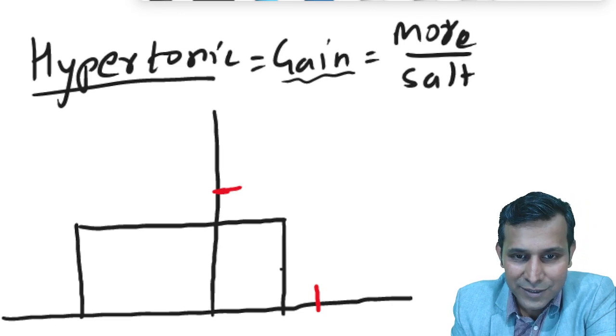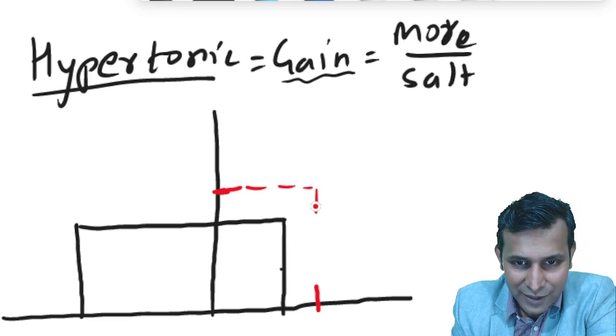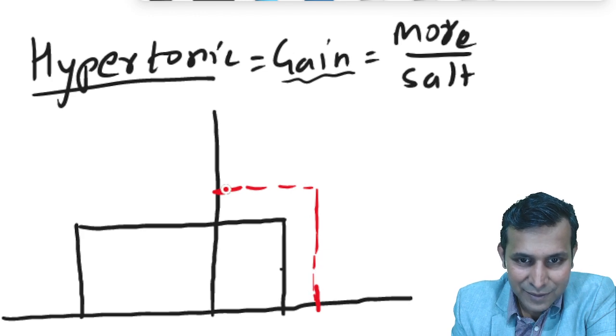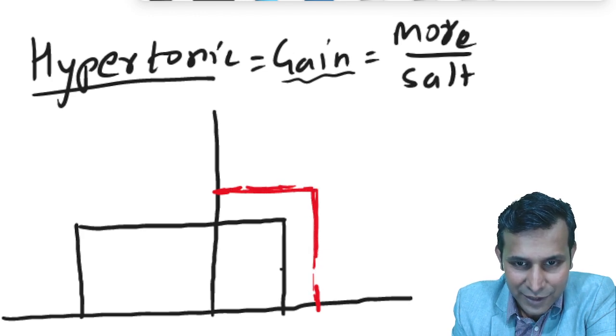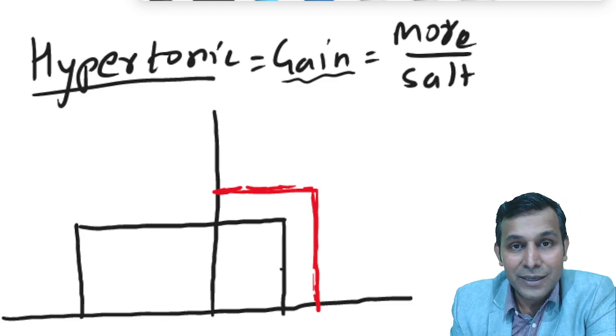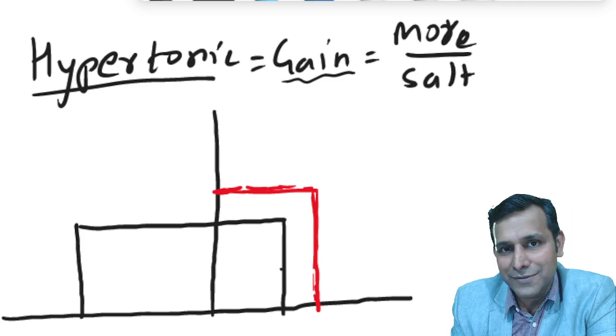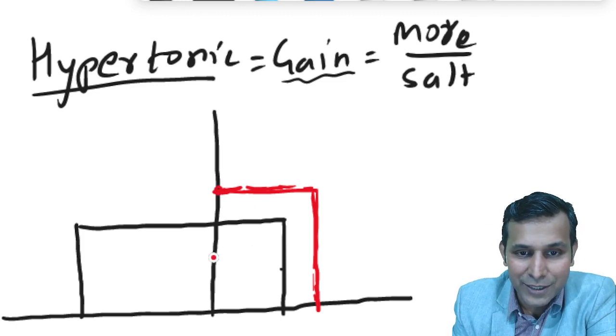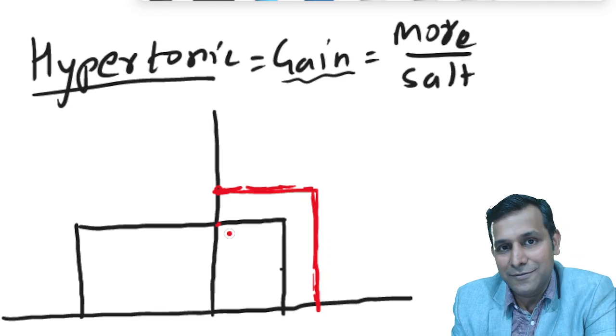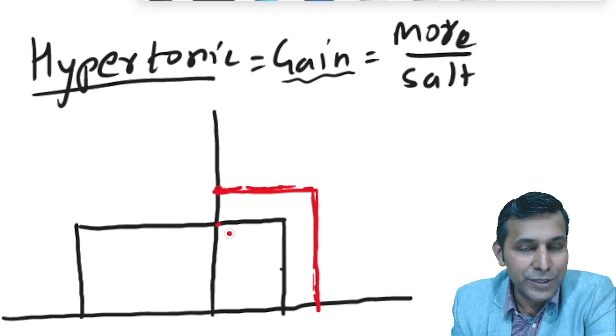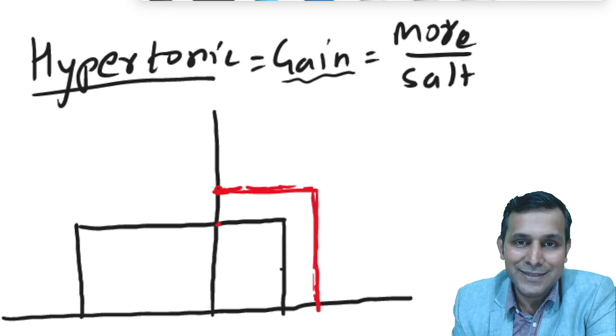So ECF osmolarity will increase because salt concentration has increased. These are the changes which we'll see in the ECF compartment: gain of more salt in the ECF. Now ECF is hypertonic as compared to ICF.